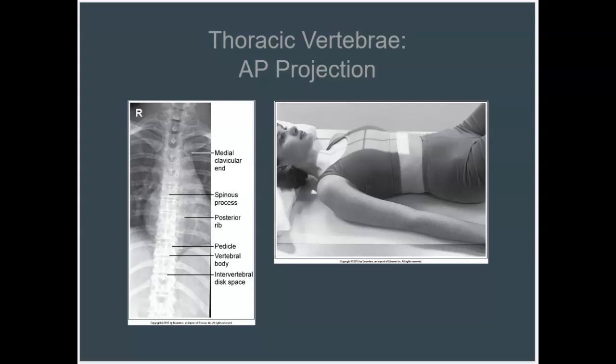You should demonstrate the 7th thoracic vertebra at the center of the exposure field. That means your central ray should be directed to the mid-sagittal plane at a level halfway between the jugular notch and the xiphoid process.